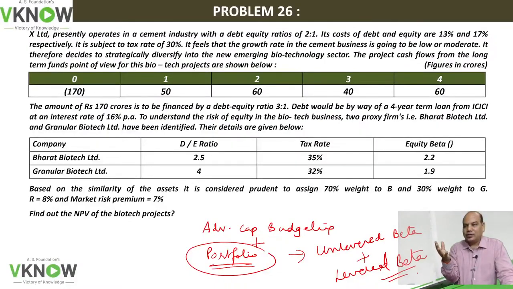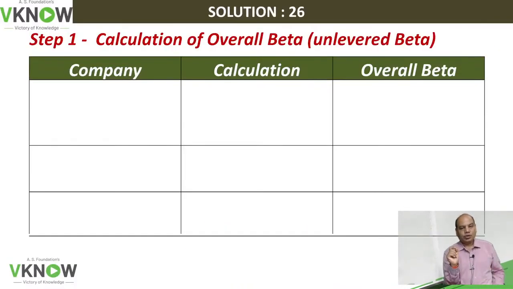If suddenly it is asked in the exam, you should not be caught surprised. So I request you to concentrate and write the answer in detail in the notebook. First I need to use the logic of overall beta learned from the portfolio chapter. Write down please. Step 1: Calculation of overall beta or unlevered beta.